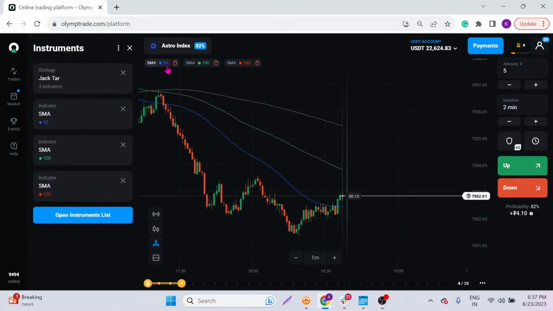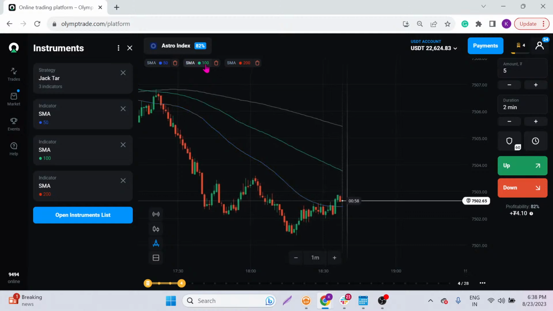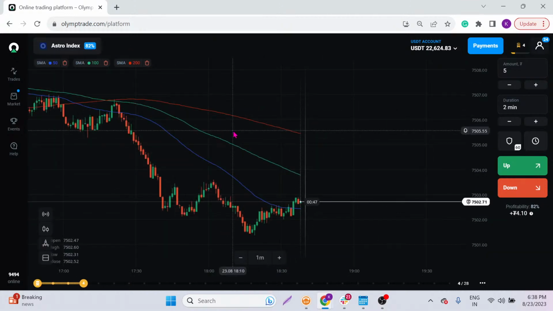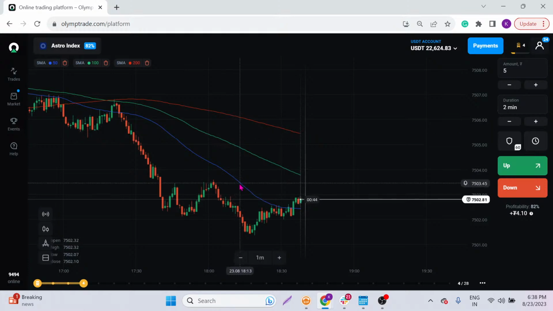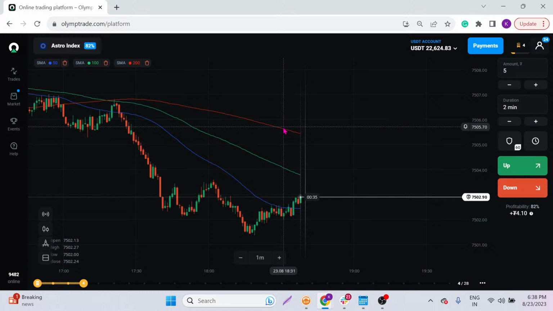When I enable this strategy, you see that we see 3 lines: the blue line, the green line, and the red line. The blue line is the slowest SMA, the simple moving average of the previous 50 candles. The green line is the simple moving average of the previous 100 candles, and the red line is the simple moving average of the previous 200 candles. All right, let me tell you, 50 is kind of a slow signal. The SMA 100 is kind of a better signal, and the SMA 200 is kind of the best signal that we get.